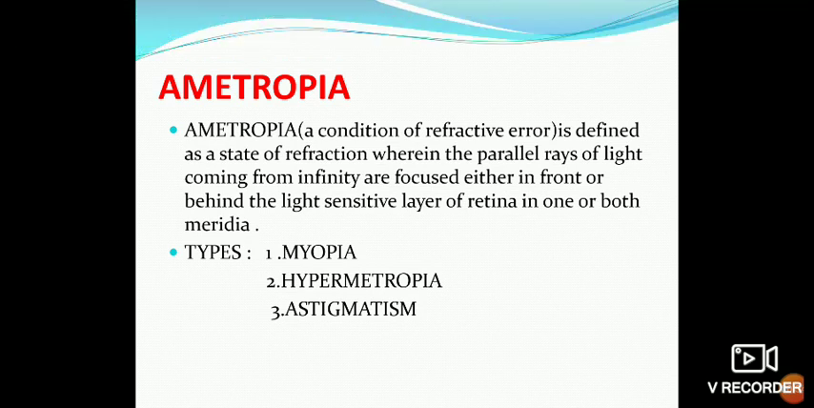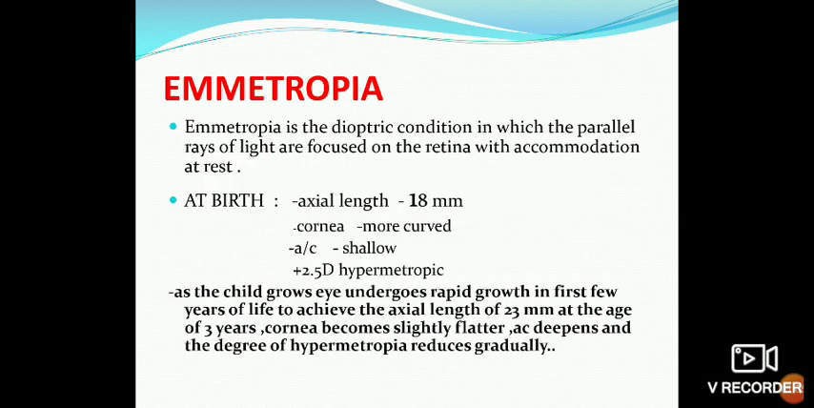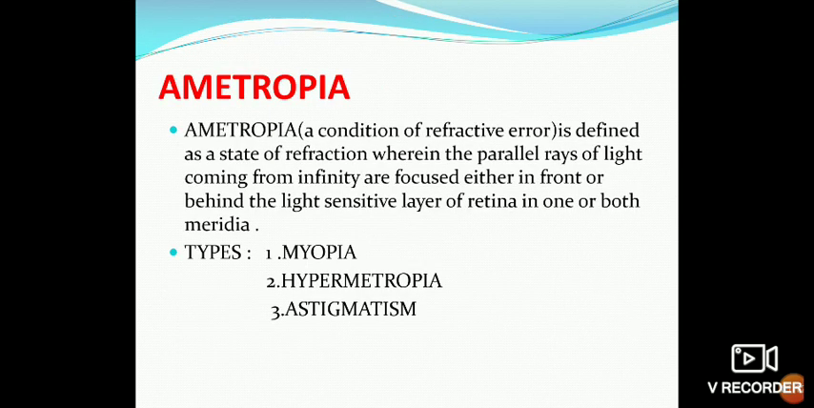But this ideal condition usually does not exist. Ideally, what should happen? Light rays coming from infinity should be focused onto the light sensitive part of the retina, but usually it does not happen. So what happens? The light rays are focused either in front of the retina, or sometimes behind the retina, or sometimes in one meridian they are focused on the retina. In the other meridian they are either in front of the retina or behind the retina.